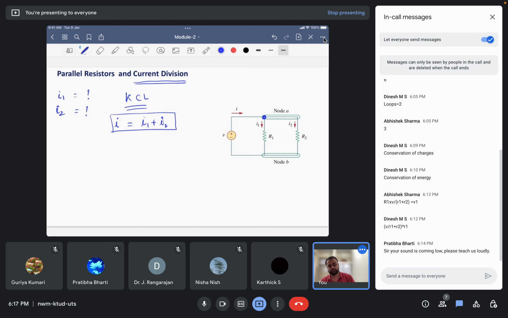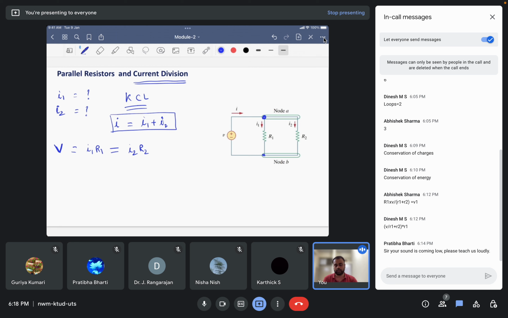And also if we write the voltage across these branches, since this is a parallel connection, the voltage across these two will be the same, that is V, the applied source. V is equal to I1 R1, current multiplied by resistance, is equal to I2 R2.